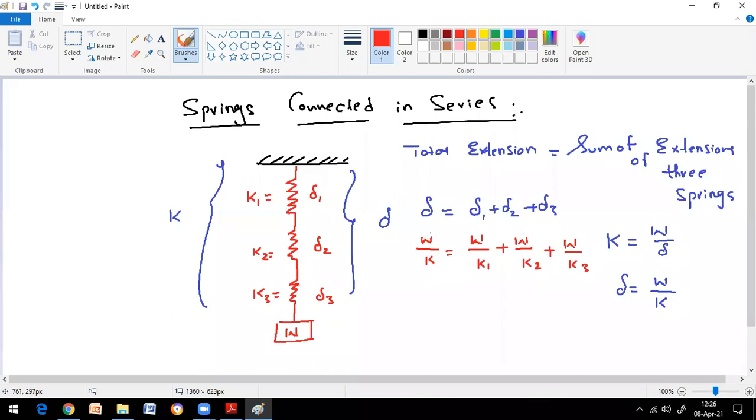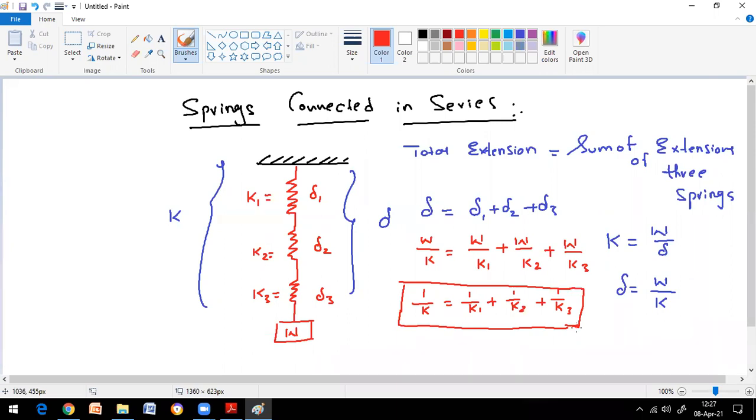So by that, W is constant. You can write it as 1 by K is equal to 1 by K1 plus 1 by K2 plus 1 by K3. So this is the stiffness equation, or stiffness relation, where the springs are connected in series. This is what we need to understand clearly. Understand? Yeah, very important.